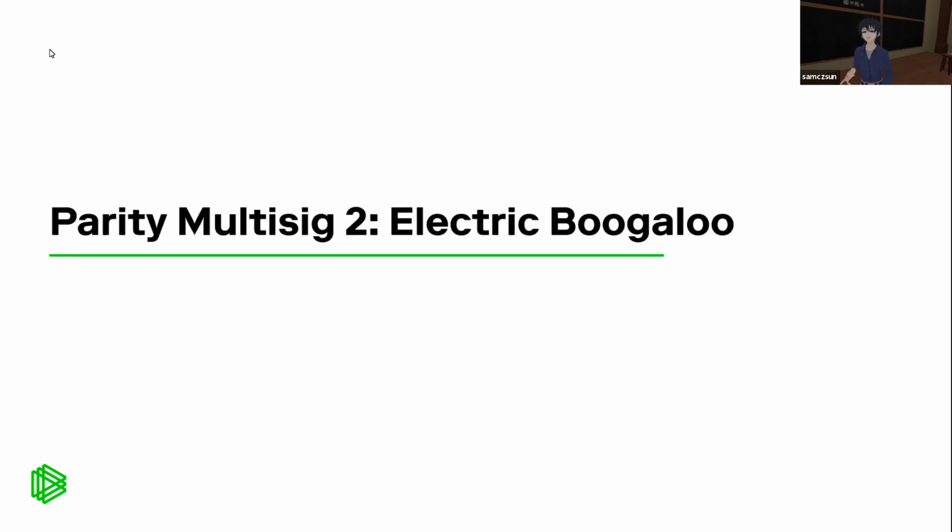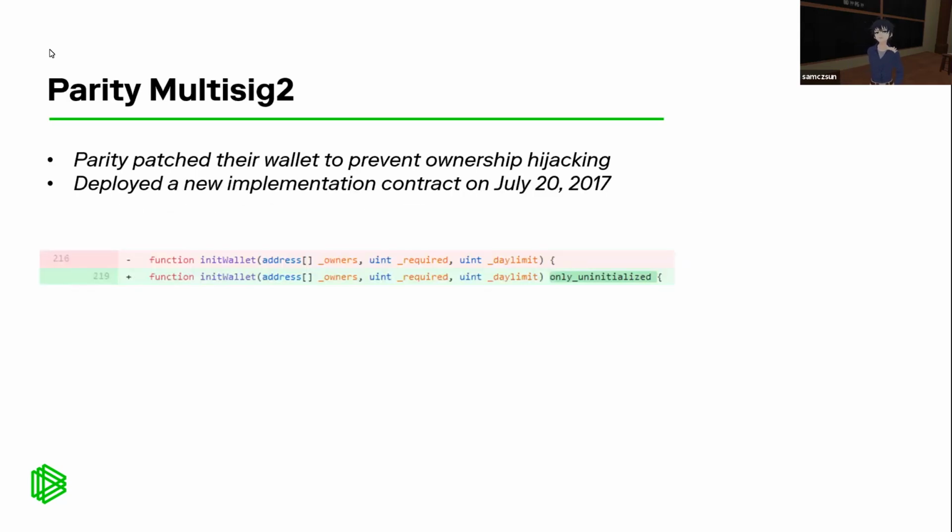Oh man, back to Parity. Okay, so we're not done with Parity yet. Remember when they patched their wallet to prevent ownership hijacking? They added this only uninitialized modifier, which ensures that the init wallet function can't be called on an initialized wallet. And they deployed this new implementation on July 20th.